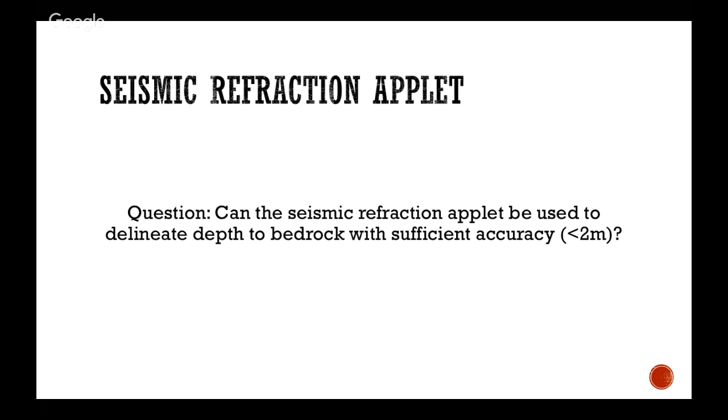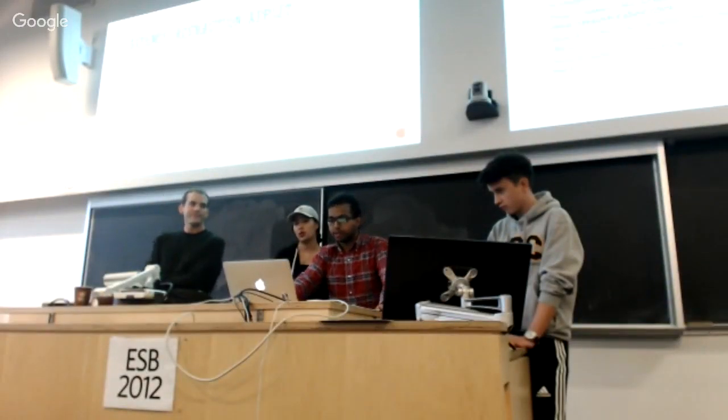To use the seismic refraction applet, we wanted to answer this specific question: can the applet itself be used to delineate the depth to bedrock with sufficient accuracy, to less than 2 meters? Because in terms of pipeline applications, the difference between 5 meters of soil cover and 40 meters of soil cover in terms of construction isn't very high. So you need sufficient accuracy in the shallow depths.